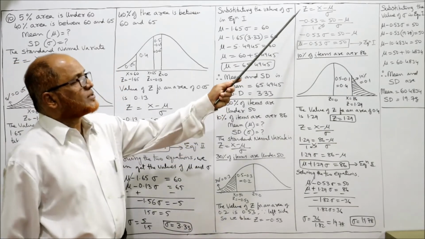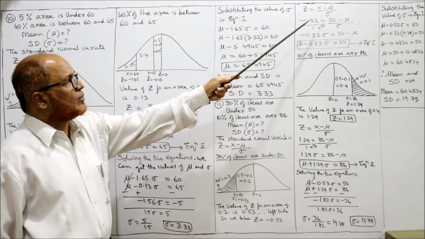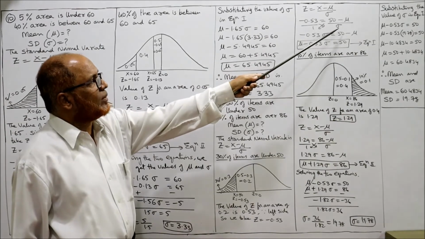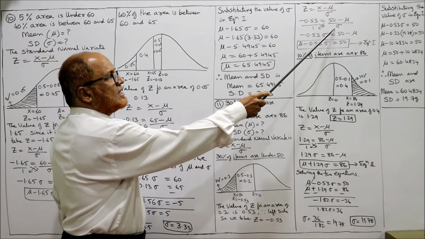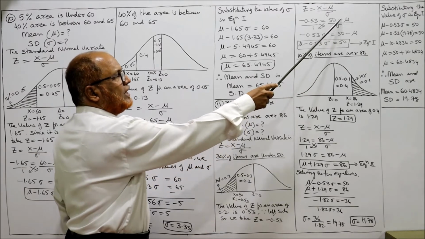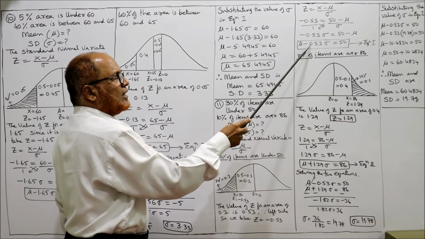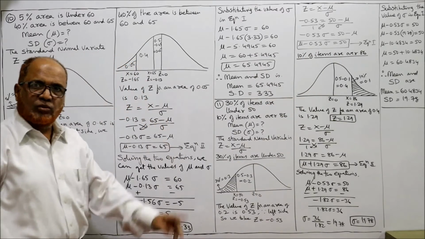Now we'll substitute in the standard normal variate equation. Z is equal to x minus mu by sigma. Minus 0.53 is equal to 50 minus mu by sigma. Cross multiply कर लेंगे. Minus 0.53 sigma is equal to 50 minus mu. Bring the mu to left hand side plus mu. Mu minus 0.53 sigma is equal to 50. Equation number 1. First equation.